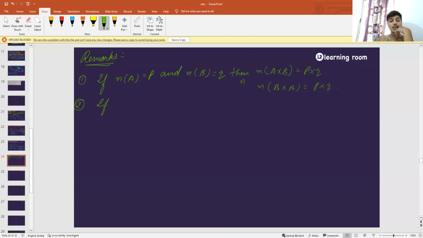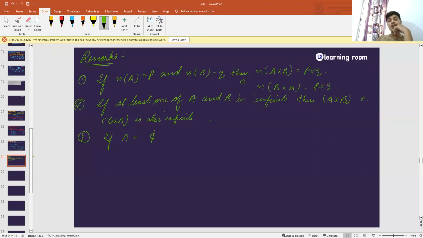Then, if at least one of A and B is infinite, any one of them containing infinite elements, then A cross B or B cross A is also infinite. Understood? Right? If any of them contains infinite elements, in multiplication we will get infinity. Third point, if A contains phi, meaning the null set with no elements, or B contains phi, we define A cross B as phi. Got it?